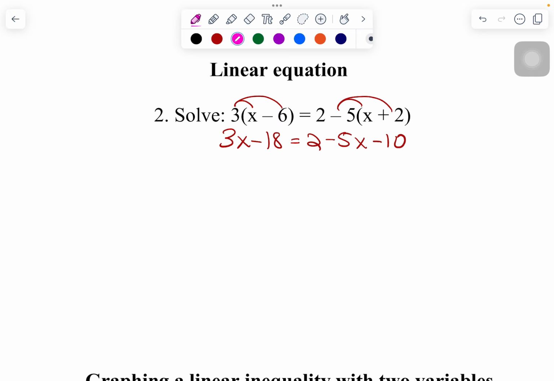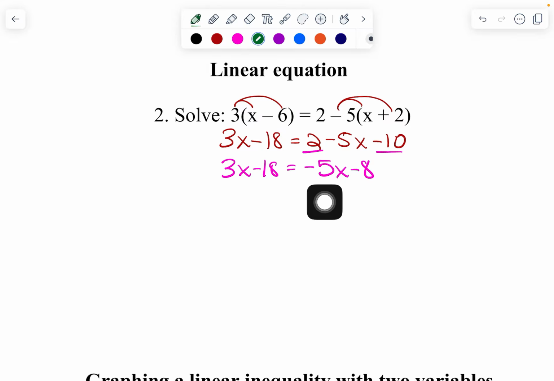I want to clean up some like terms here. So left side, I've got 3x minus 18. Those cannot be combined. On the right side, I've got 2 here minus 10. So let's go with negative 5x and then a minus 8. All right, I have now everything combined on both sides. Let's go ahead and start swapping stuff around. Not a huge fan of having both x's on two different sides of the equal sign.